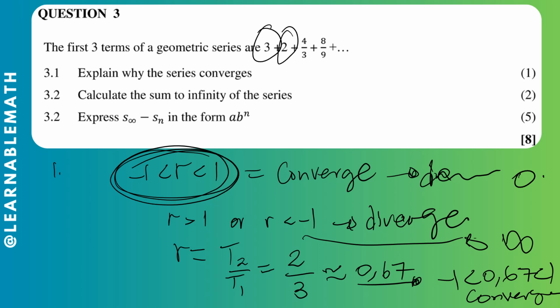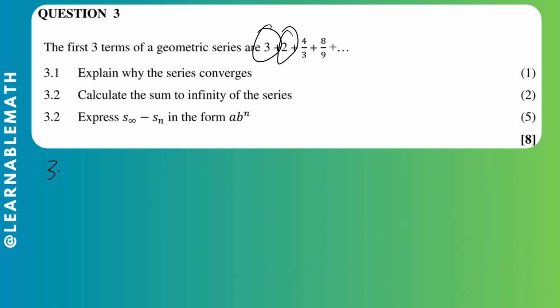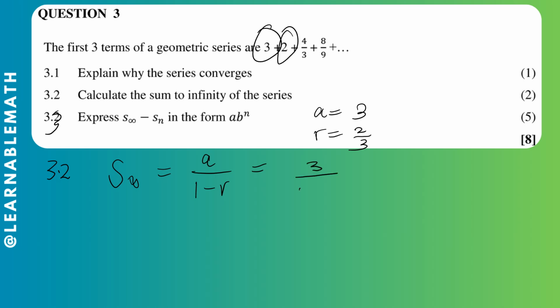Let's go to the next one. Question 3.2 says calculate the sum to infinity of the series. Quite an easy question. We know the formula: sum to infinity is equal to a over 1 minus r. Our a is our first term, which is 3. Our r we calculated as 2 over 3. So we substitute 3 over 1 minus 2 over 3. Then you can use your calculator, and we'll get 9. So that will be your sum to infinity.